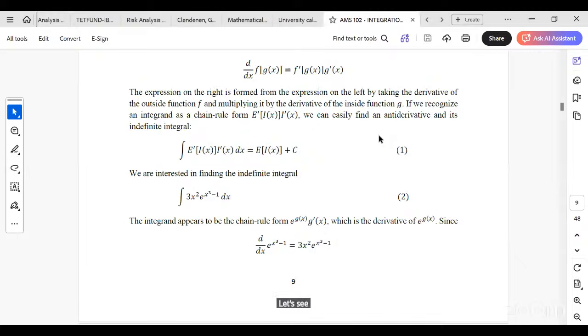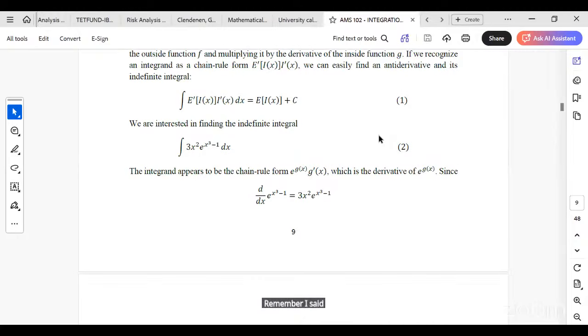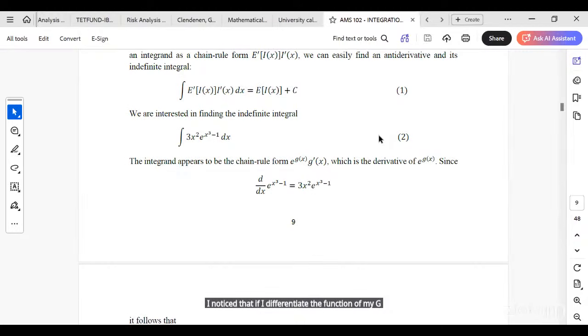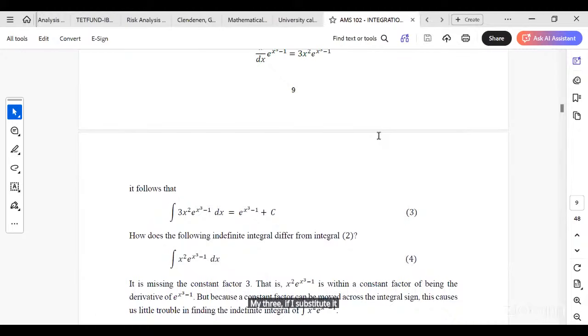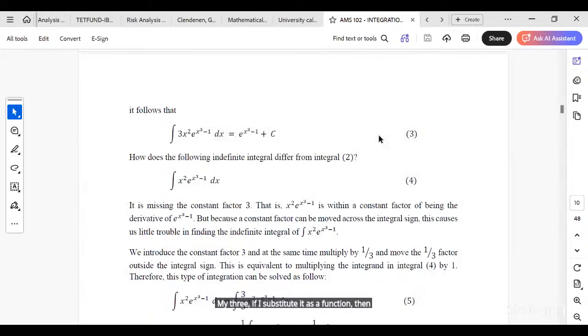Let's see how it works. Remember, I noticed that if I differentiate a function of my g of x, it produces my f of x. My f of x here is 3x squared, so I will now substitute it as a function, then I can easily make u the subject.